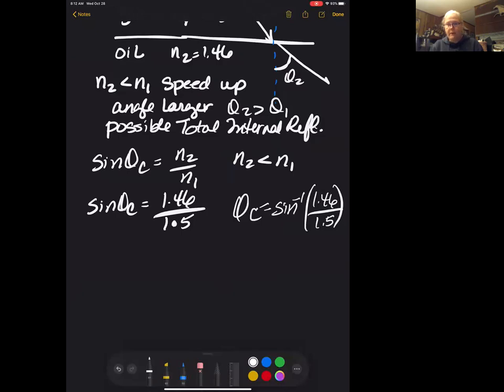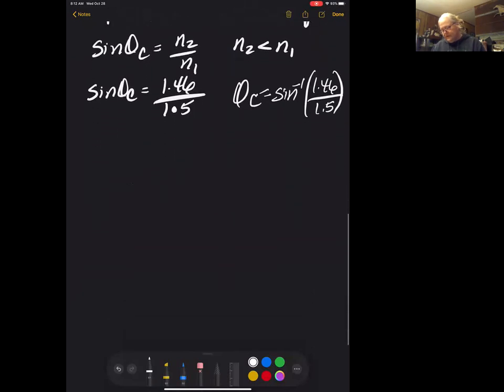Okay. All right. So you always check to make sure that you've got the right conditions for total internal reflection, and then you just use the critical angle formula to find it. All right. Let's do another one.